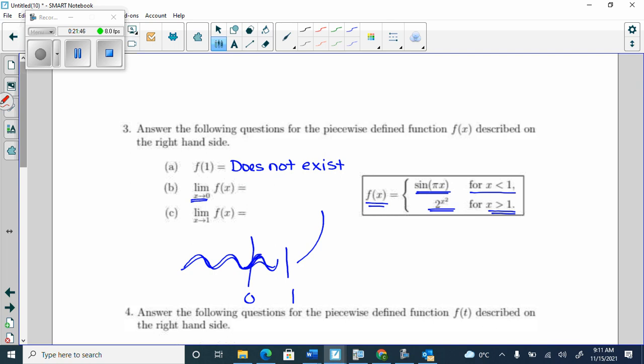Correct? So to find the limit, I'm going to do the work over here. The limit as x approaches 0 of f of x, I literally just go sine of pi times 0, because I'm just filling 0 in for the x. The graph is the sine graph at 0, correct? What is sine of 0? 0. Boom. Done. So the limit as x approaches 0 of f of x is 0.